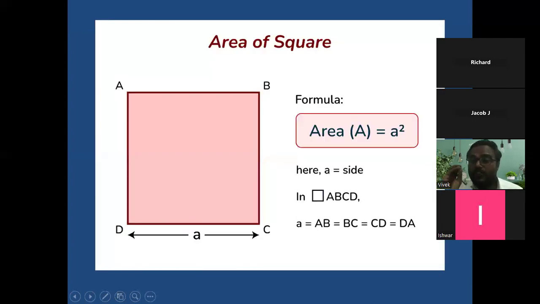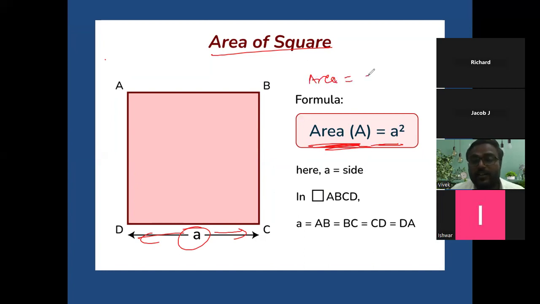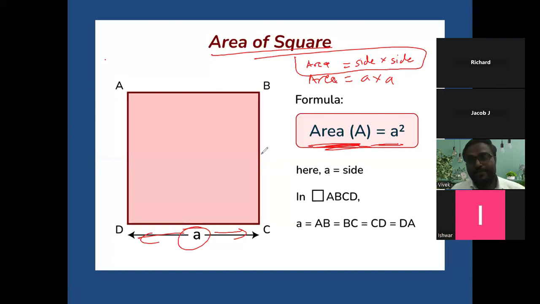Now, area of the square. Please write this formula down somewhere. It will be very helpful for you. So area of the square. Let's say if the side is equal to A, so area of the square will be equal to A square. Means area equals A times A, which is side times side. This will be your area of square. Please note it down. Square has all its sides equal to each other.